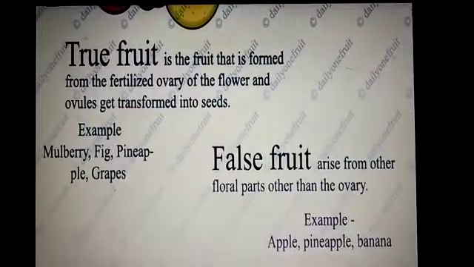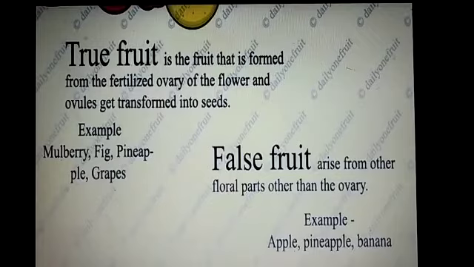The next one is true fruit and false fruit. True fruit is the fruit that is formed from the fertile ovary of the flower and ovules get transformed into seed. That means the fruit which is formed by the ovary, this is true fruit. And if other than ovary, other floral parts are also present in a fruit, this is called the false fruit.